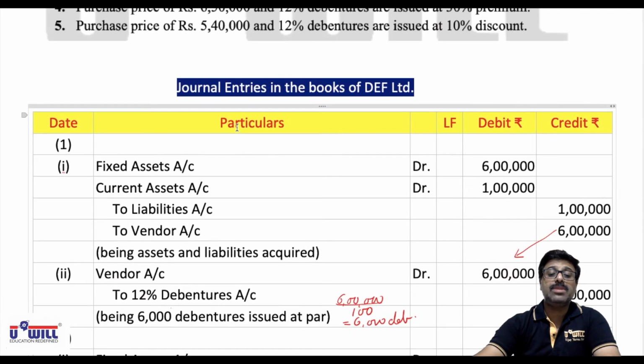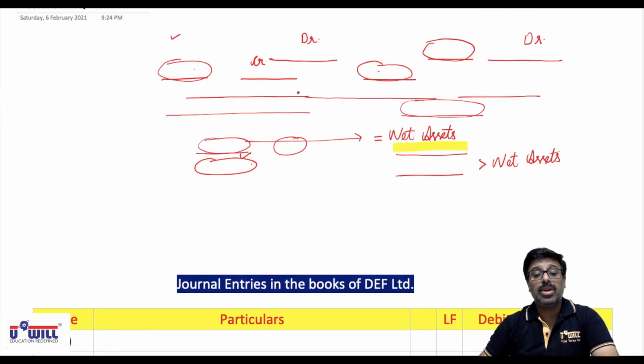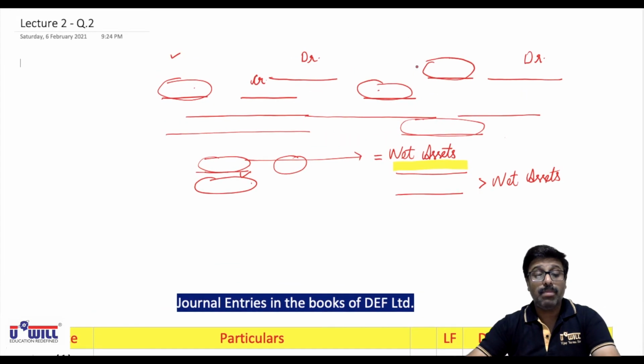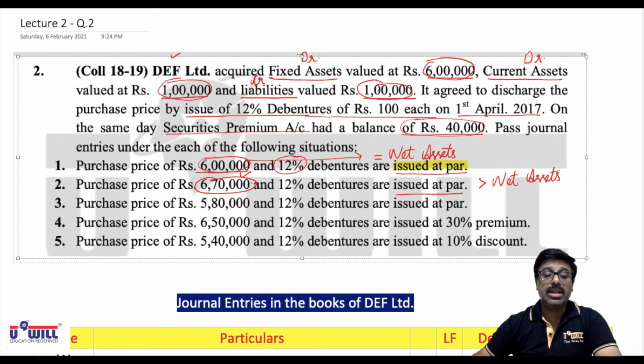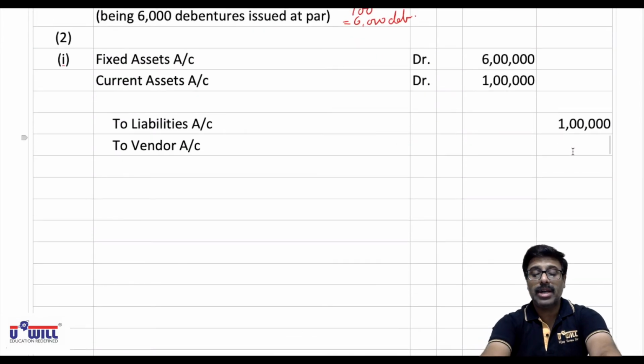Now here what amount is payable to the vendor? I told you, vendor we will always record with purchase consideration. So here the amount payable to the vendor is 6,70,000. So write down 6,70,000.